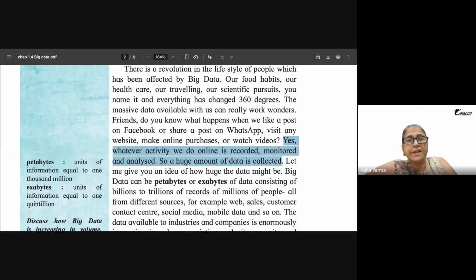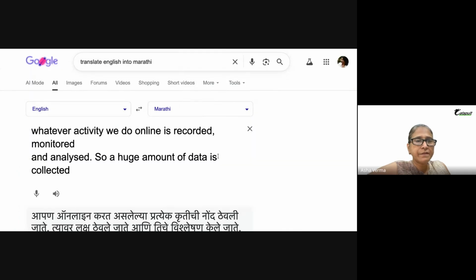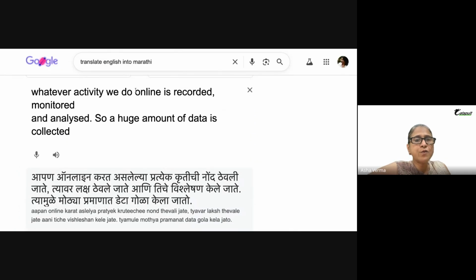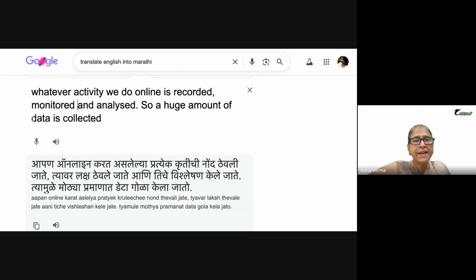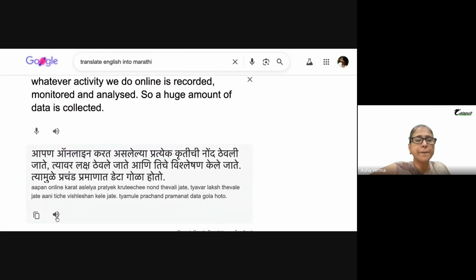Okay, let's listen to the translation of this first to help us understand. Okay, here we go. Whatever activity we do online is recorded, monitored, and analyzed. So a huge amount of data is collected. This is called big data.